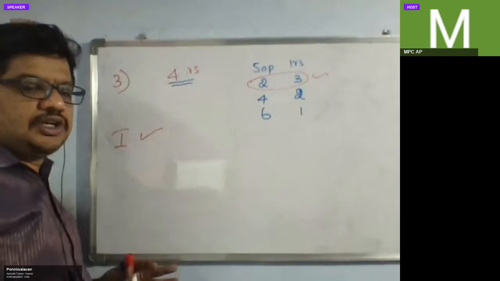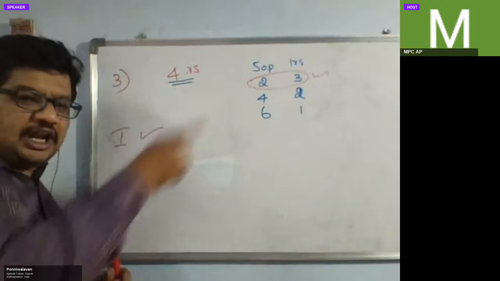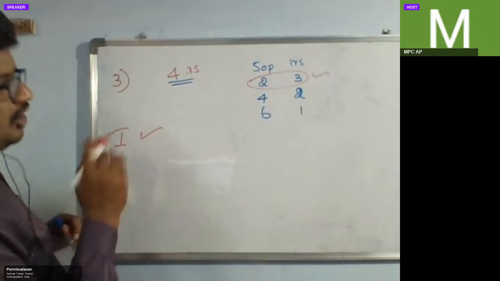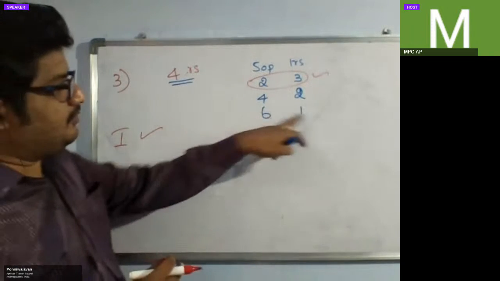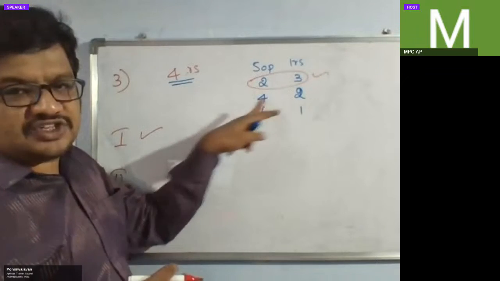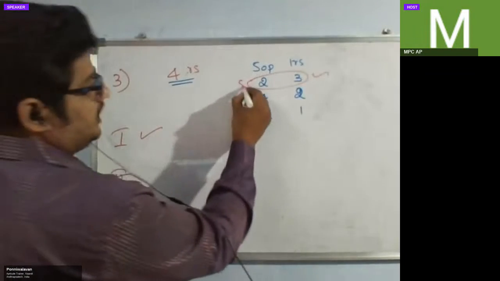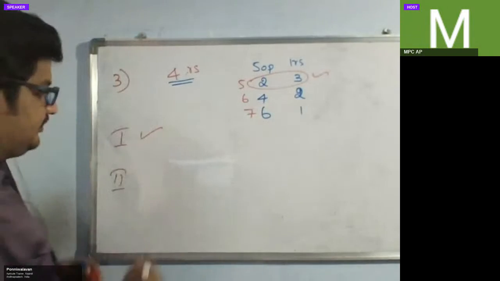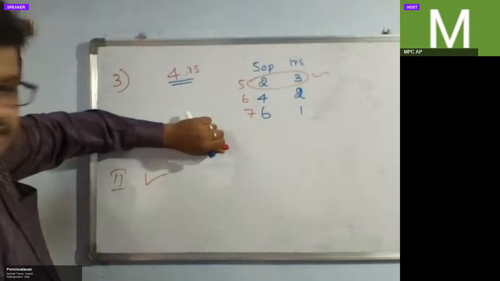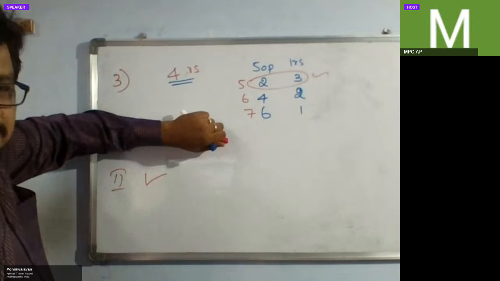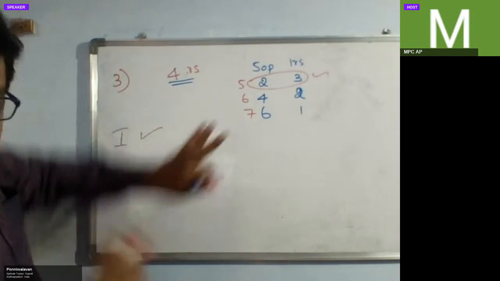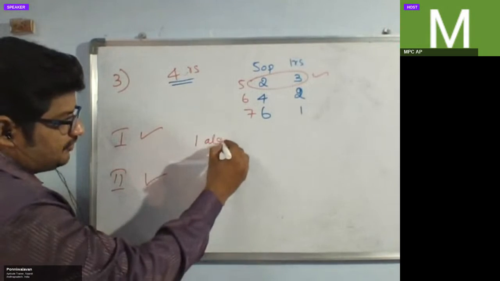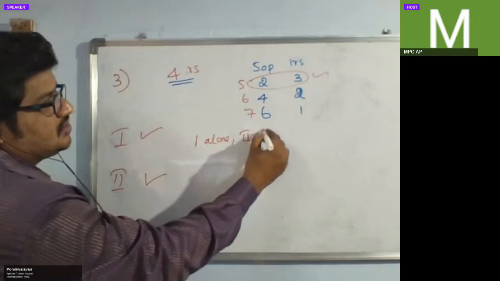She has a total of 5 coins. Taking the second statement alone, in total she has 5 coins. From these 3 options, which has a total of 5 coins? Here it is 5, here it is 6, here it is 7. The first one. So from the second statement alone, we got the answer too. Statement 1 alone is sufficient as well as statement 2 alone is sufficient.